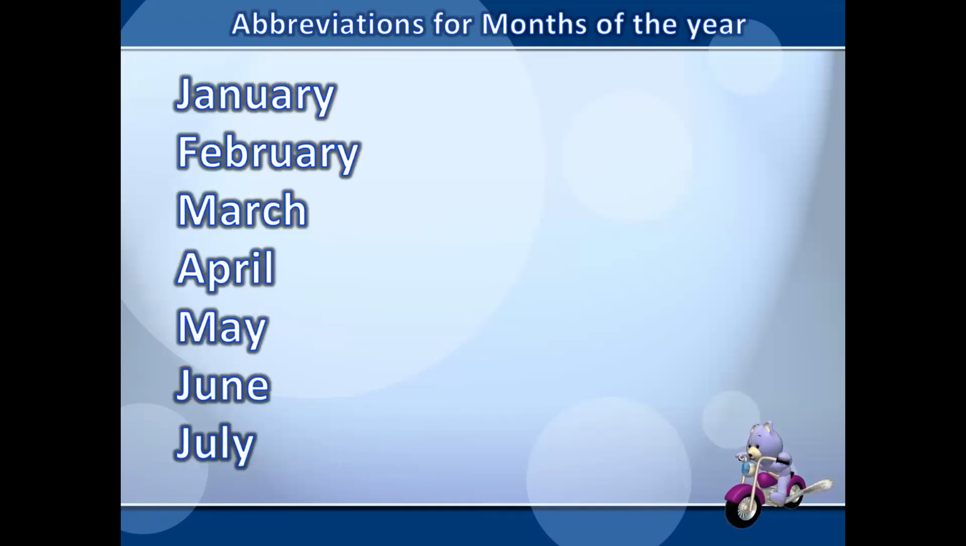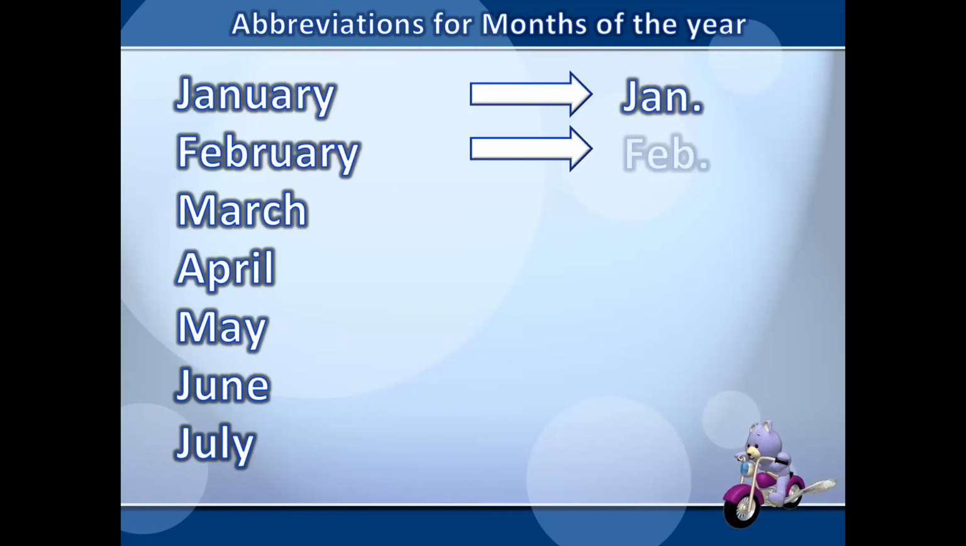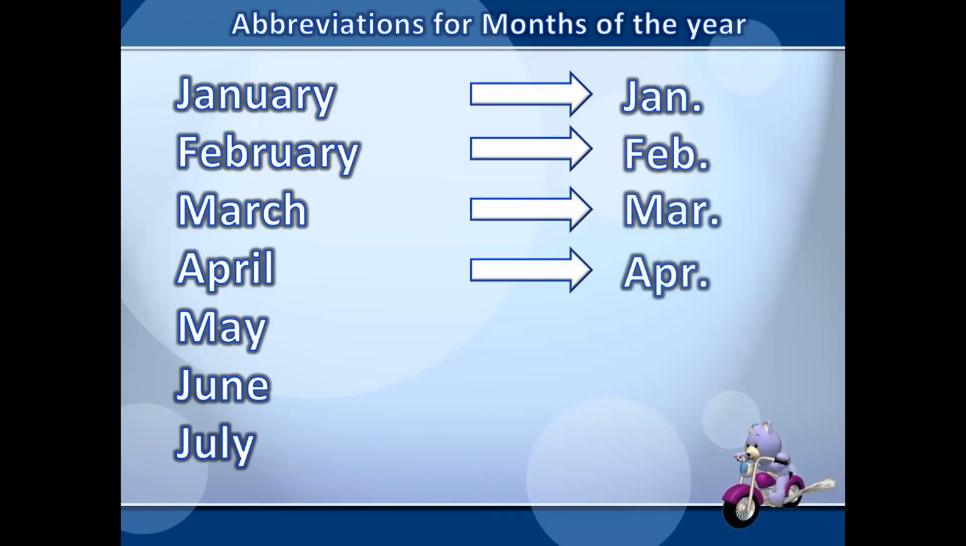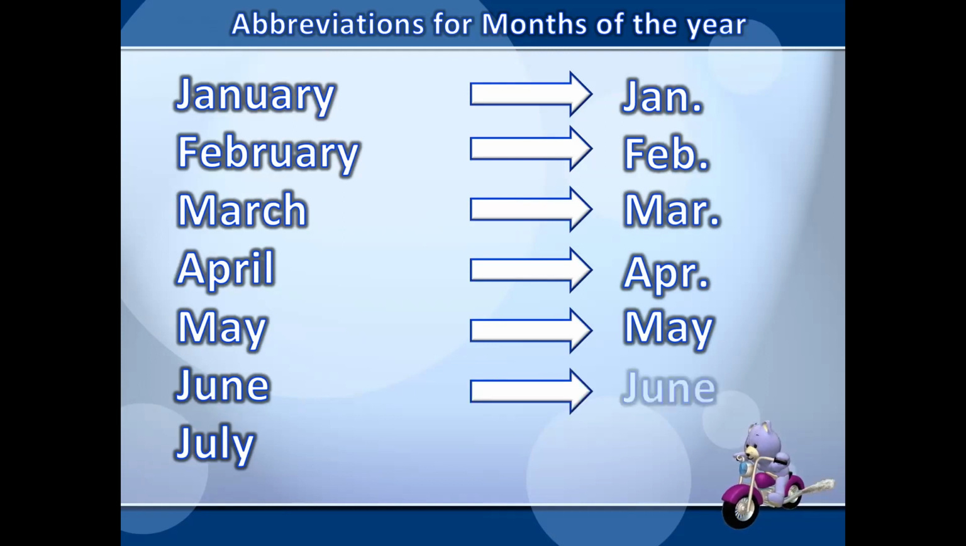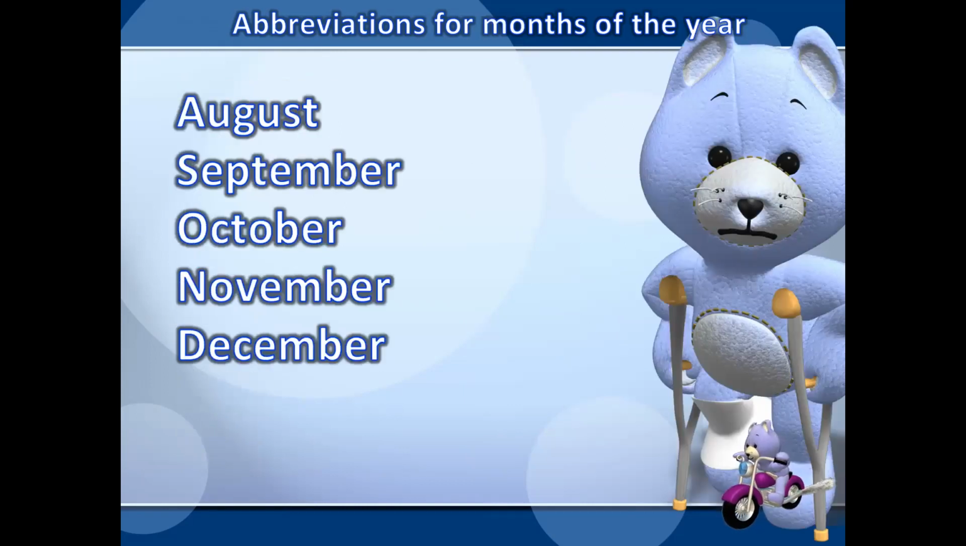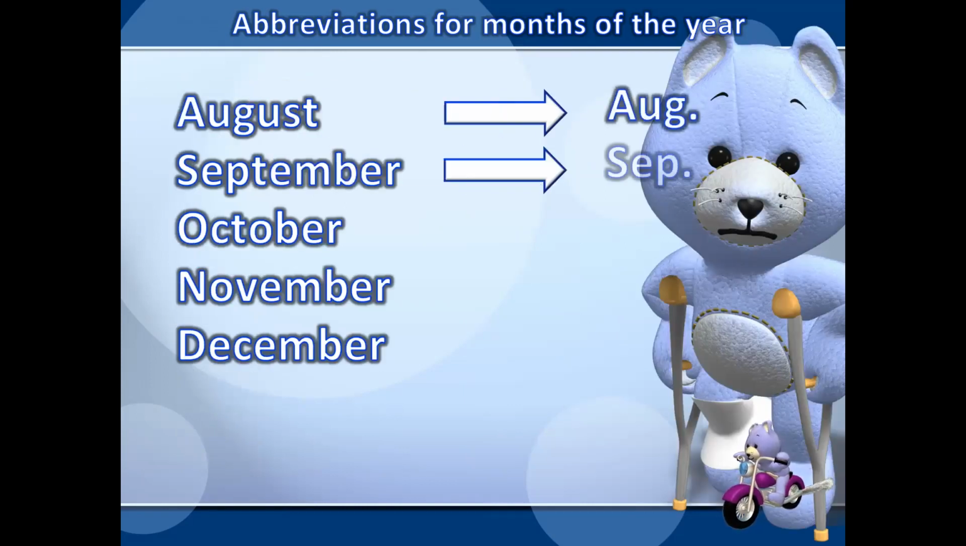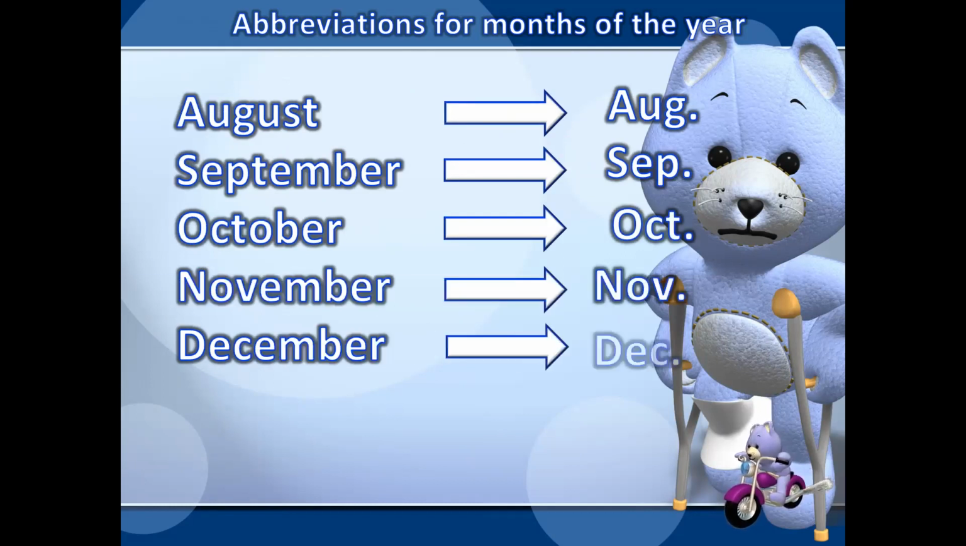Where else can we use it? In the months of the year. January, February, March, April, May, June, and July stay as they are, because they're already short words. July, August, September, October, November, and December. As you notice, we always start with the capital letter and end it with a period.